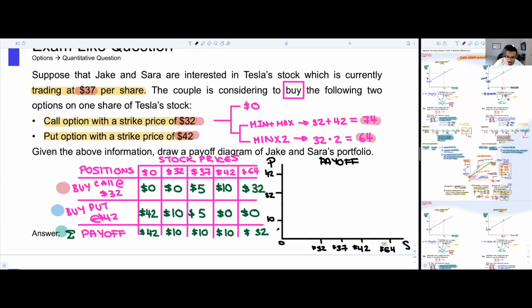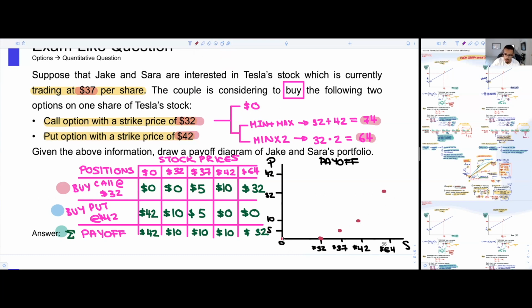We're also going to have $5 right here. Okay. And essentially, we could plot our lines one by one. If we're at $0 for this, we get $0. If we're at 32 bucks, our payoff is $0. If we're at 37 bucks, our payoff is like $5. If we're at 42 bucks, our payoff is like 10 bucks. And if we're at 64 bucks, our payoff will be $32.